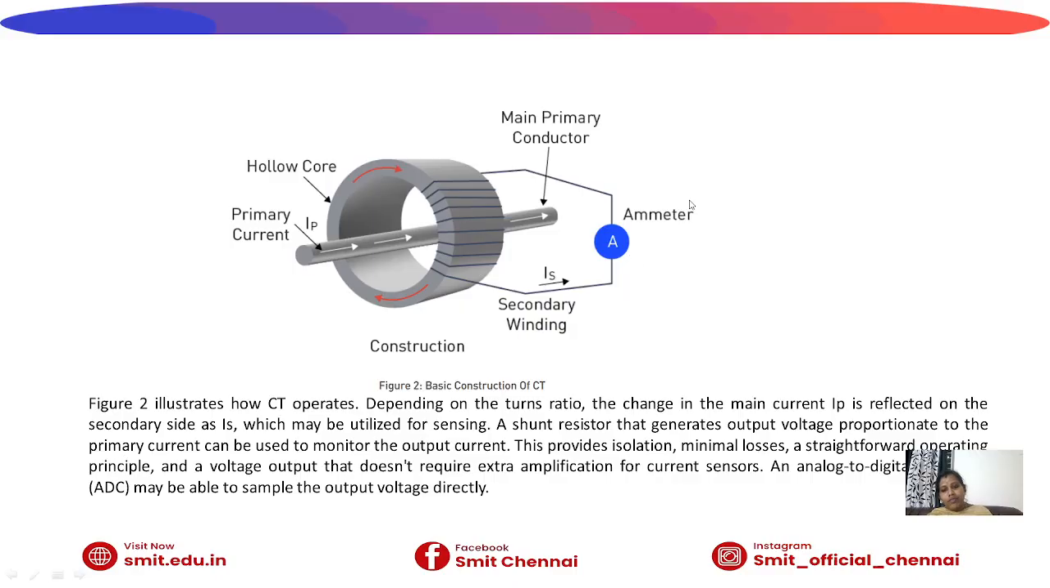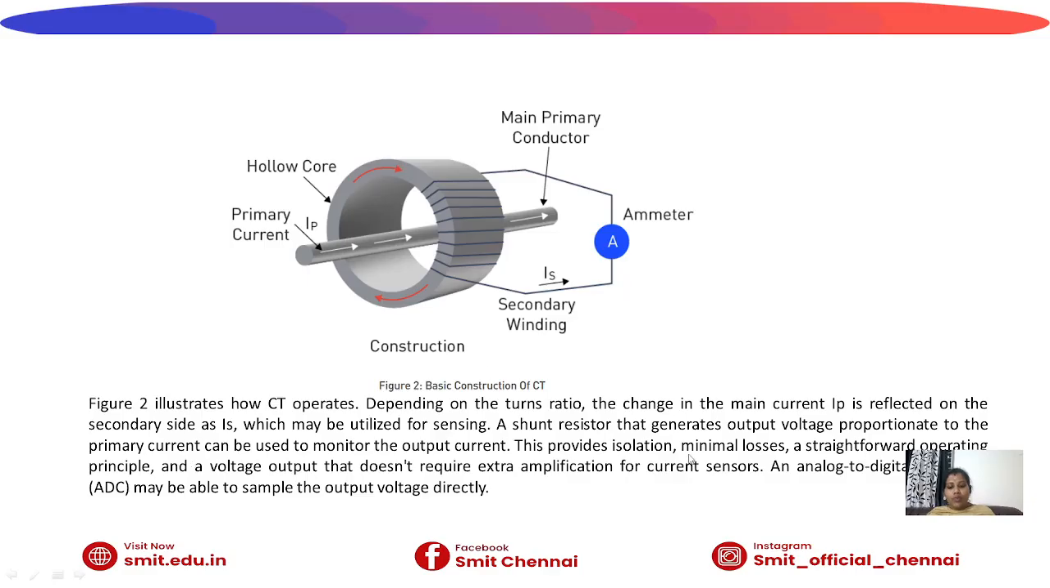We get the current from the ammeter. Here the voltage is proportional to the current. This figure illustrates that, depending on the turns ratio, the change in the main current IP is reflected on the secondary side. Here IP is the primary current, reflected to the secondary winding, which may be utilized for sensing. A shunt resistor generates an output voltage proportionate to the primary current. That voltage can be monitored in the output current.